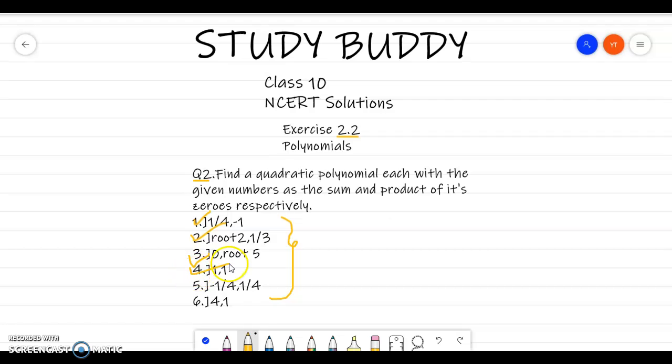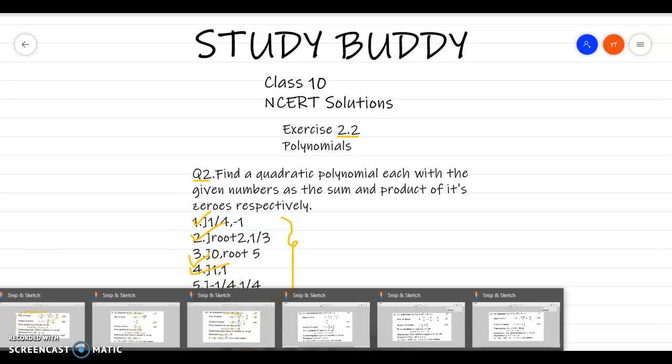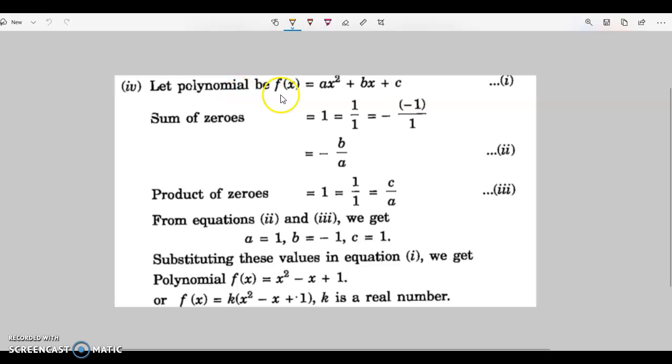Moving on to the fourth question, that is 1 comma 1. For this, let us consider a polynomial once again to be f of x equal to ax square plus bx plus c, some equation 1. By taking the sum of zeros, that is 1 equal to 1 by 1 or minus of minus 1 by 1, that is in the form of minus b by a, and I'm considering it to be some equation 2. Now the product of zeros is equal to 1, that is 1 by 1 or c by a. Now I'm considering this to be equation 3.